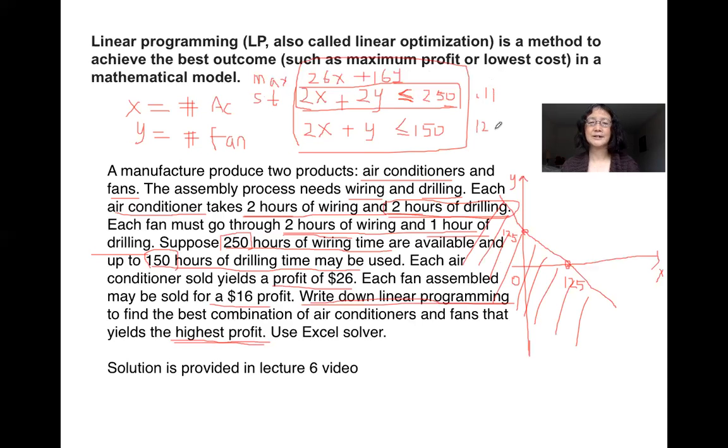Now let's look at constraint 2. When x equal to 0, y equal to 150. Okay, so let's say 150 is this point, 150. When y equal to 0, x equal to 75. So let's say 75 is here. This is 75. Now draw a straight line between these 2 points.